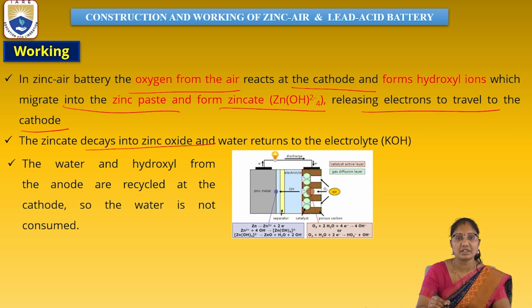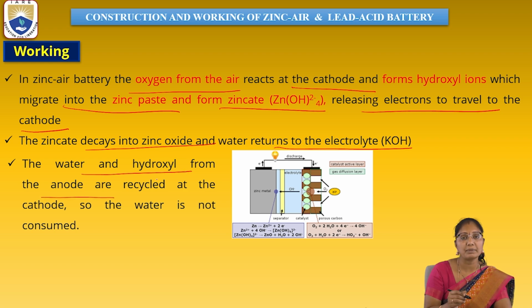So the thus formed zincate will be converted into zinc and water, which returns to the electrolyte present inside the battery, that is called KOH. The electrons move to the cathode, where zincate is converted into zinc oxide and water. So the water returns to the electrolyte, which is KOH. The water and hydroxyl ions formed from the anode are recycled at the cathode.